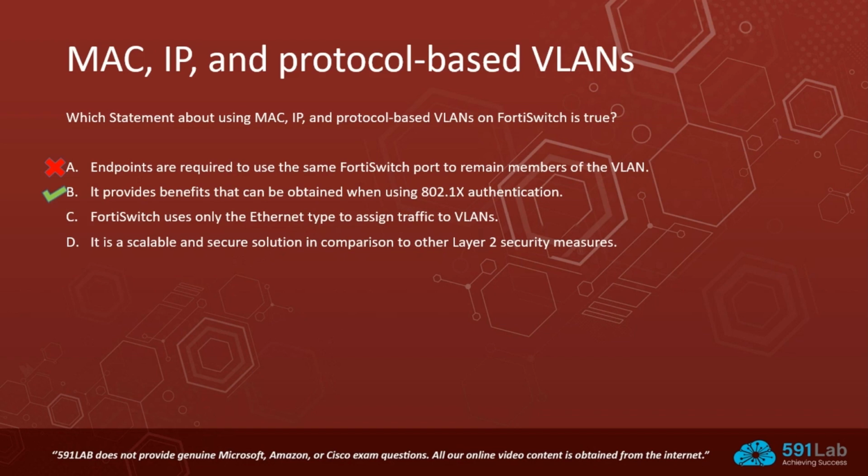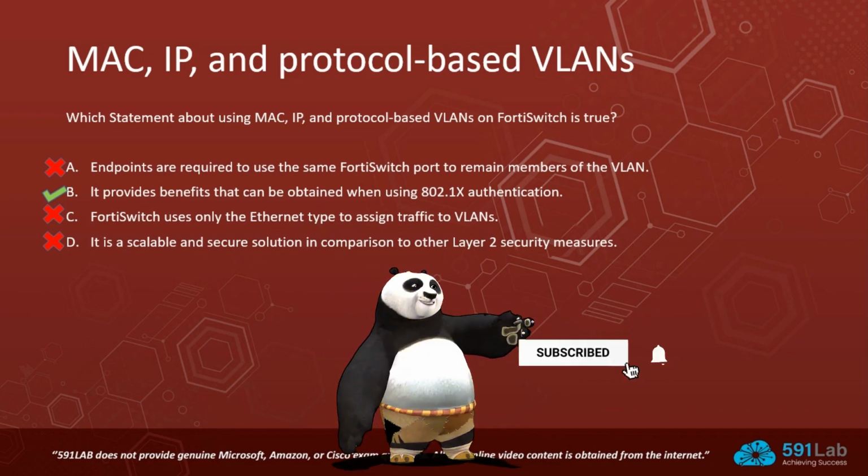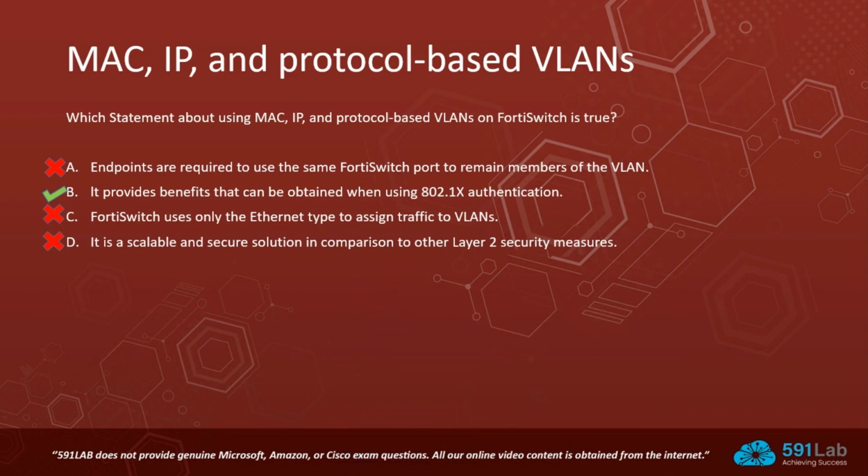Answer C. FortiSwitch uses only the Ethernet type to assign traffic to VLANs. This answer is incorrect. Answer D. It is a scalable and secure solution in comparison to other layer 2 security measures. This answer is also incorrect. So for this question, the correct answer is B. For further information related to MAC, IP, protocol-based VLAN, you can study more in the FortiSwitch 7.2 study guide starting at page number 376.